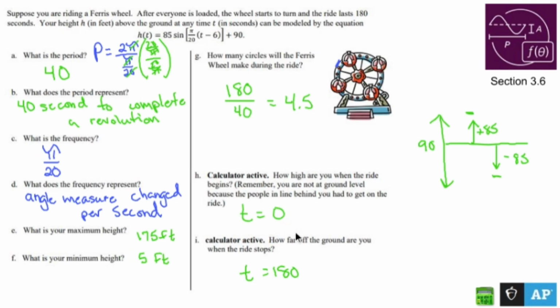So when t was 0, we ended up with 21.234, and that's how high we are off the ground. So, you know, we're somewhere right around here. We're obviously not the first person on the ride. We're somebody right around here when the ride begins. When the ride ends, we're literally at the opposite end here, which ended up being 158.766 feet.